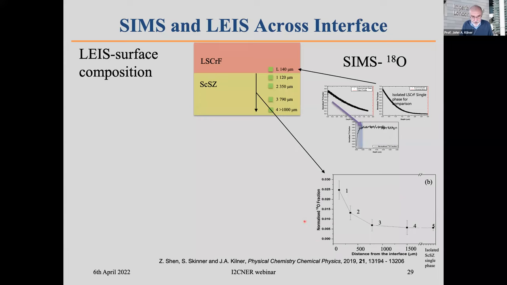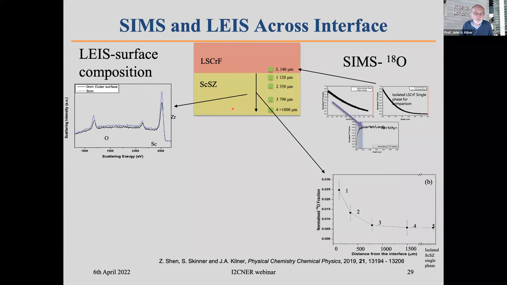So what did we see when we looked at the LEIS? Well, when we looked at the LEIS on this surface, we saw zirconia, scandia, and oxygen, as one would expect for scandia-stabilized zirconia. At the outer surface, we went down, so that's into the screen here, and we saw essentially the same. So on this surface, we essentially see the stoichiometric scandia stabilized zirconia.